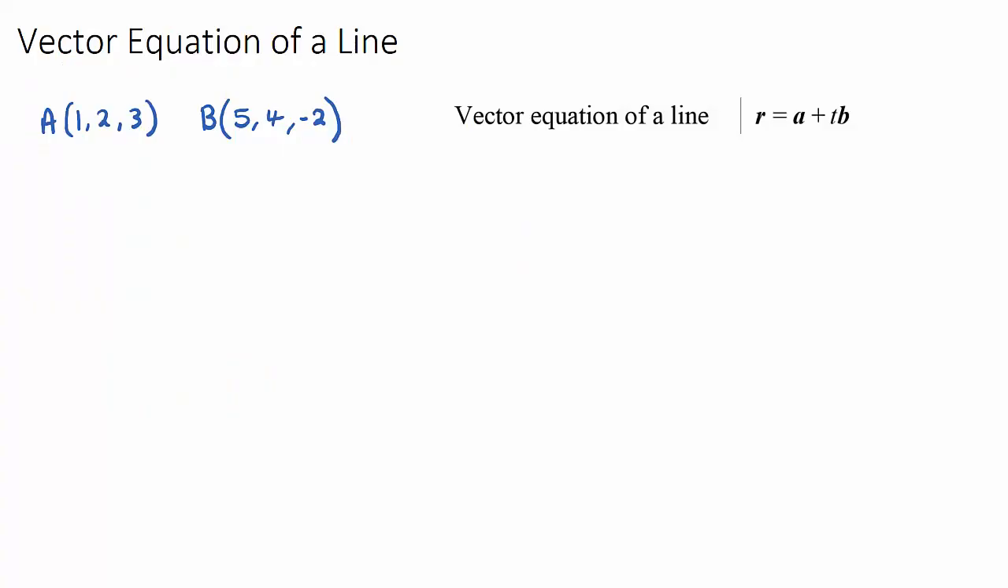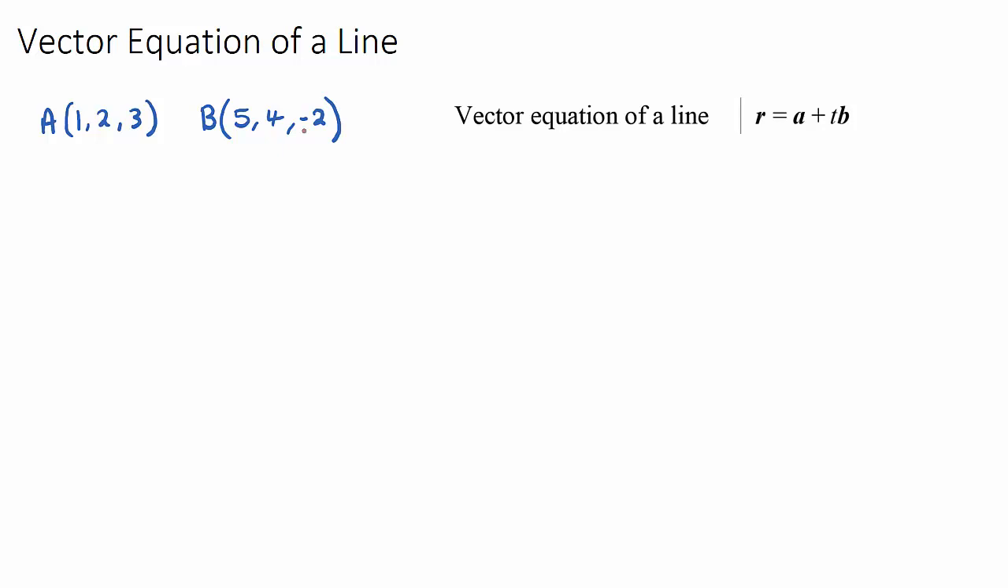In this video, we are going to have a look at the vector equation of a line and how it relates to some common IB Maths exam questions. So I've given you two coordinates, and these are just coordinates in three-dimensional space. Coordinate A is the point (1, 2, 3) and coordinate B is (5, 4, -2).